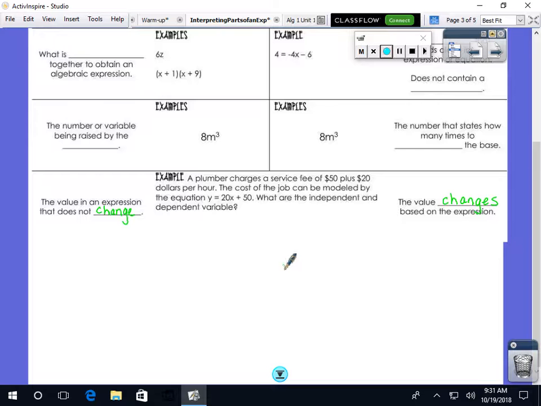Okay, so let's look at the example of this. A plumber charges a service fee of $50 plus $20 per hour. The cost of the job can be modeled by the equation y equals 20x plus 50. What are the independent and dependent variables? Well, we have two variables in this equation, x and y. Which variable is always the independent variable? Which one is always independent, x or y? X. X is always the independent variable. In any problem, x is always independent. So that means y is always dependent.